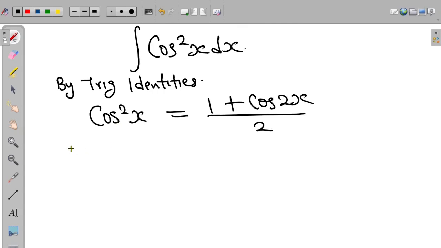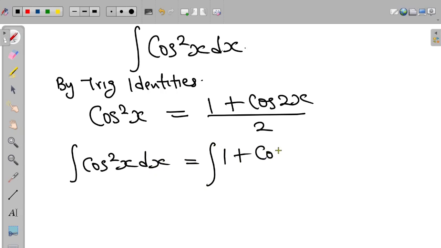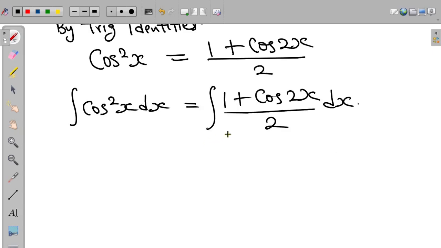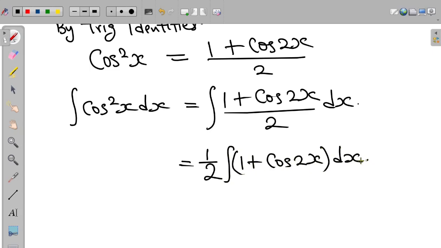So at this point, integral of cos²x dx will be equal to integral of 1 plus cos 2x divided by 2 dx. So at this point, since 2 is a constant, this becomes 1 divided by 2 integral of 1 plus cos 2x, all enclosed in the bracket, dx.